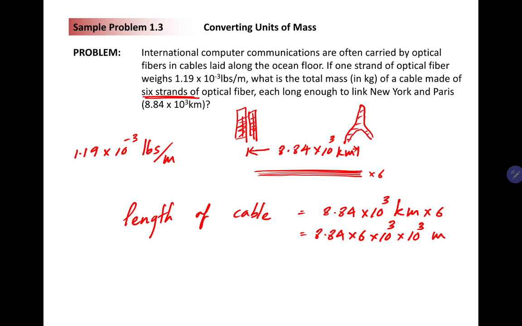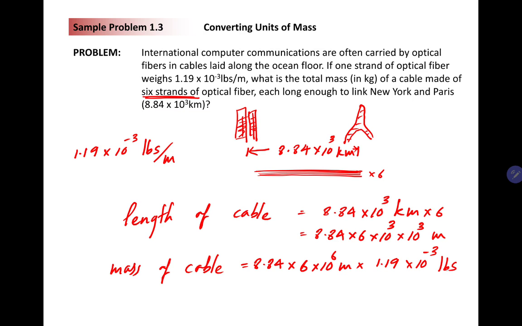We know the length of cable, which is perfect, and then we want to calculate the mass of cable. So how do you do that? You multiply the length of cable, which is 8.84 times 6 times 10 to the power 6 meters, by the mass, 1.19 times 10 to the power minus 3 lobes divided by meters. As you can see, meters to meters will cancel out, and the final answer will be in lobes.